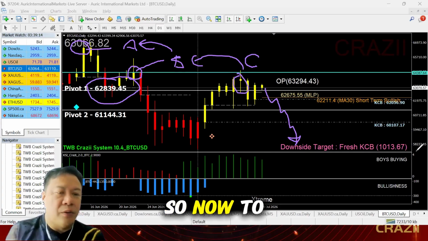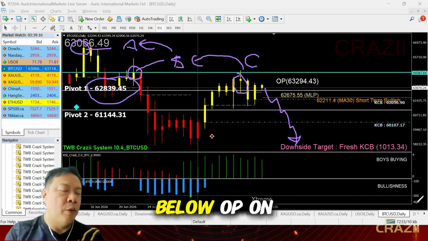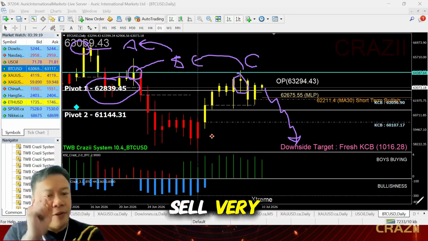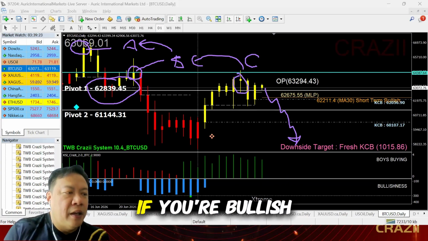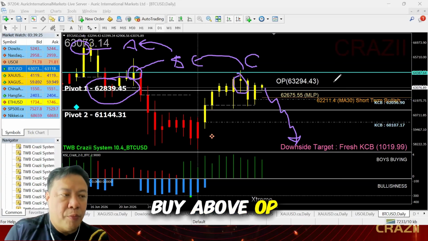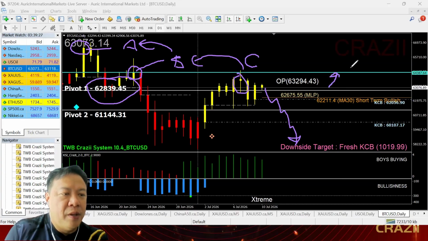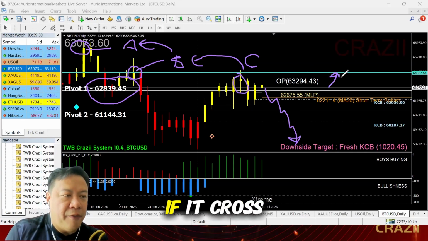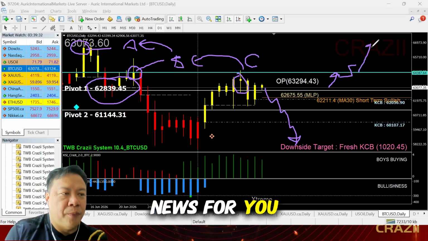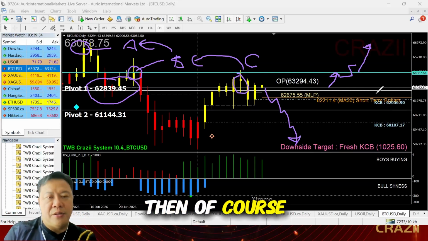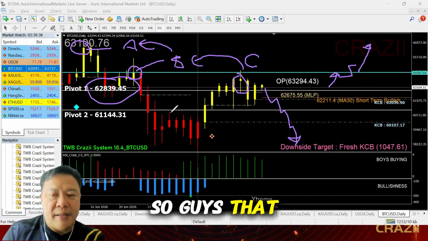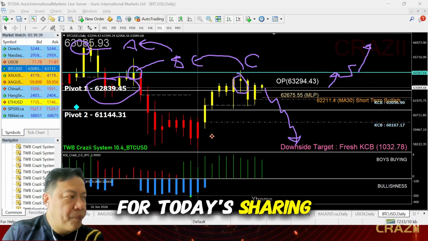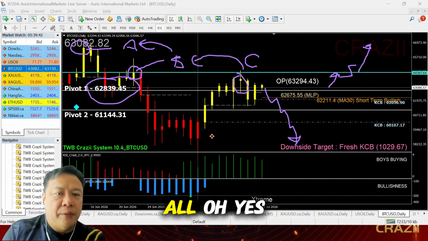That could be a start. So now to sell, you're selling below OP on the 5-minute chart. You can sell very, very small. But if you think, I think I'm bullish, okay, fine. If you're bullish, you can still buy above OP and you can just use the KCB as a target. If it crosses, that means good news for you. But if the market doesn't, then of course you should know what I am trying to say. Okay, all right. So guys, that will be all for today's sharing.